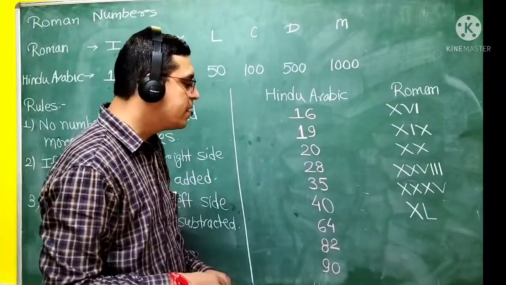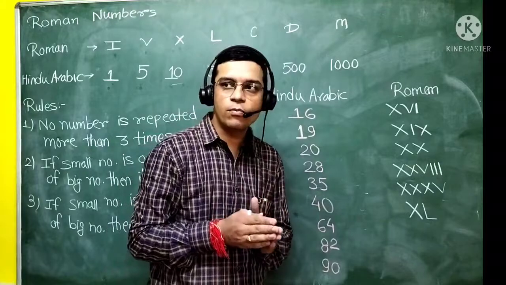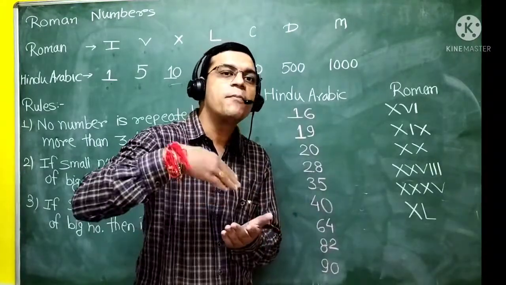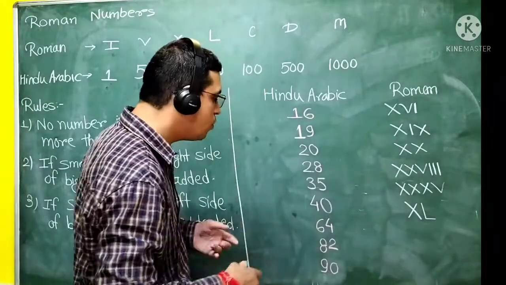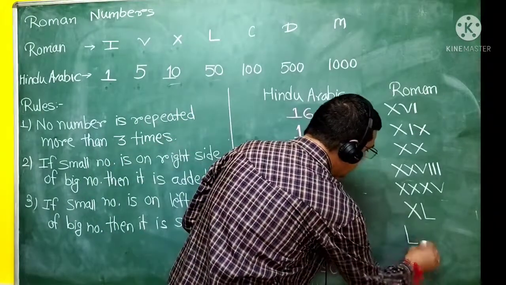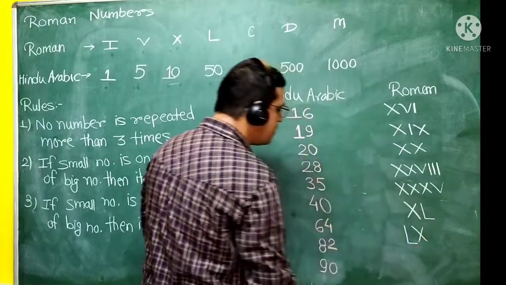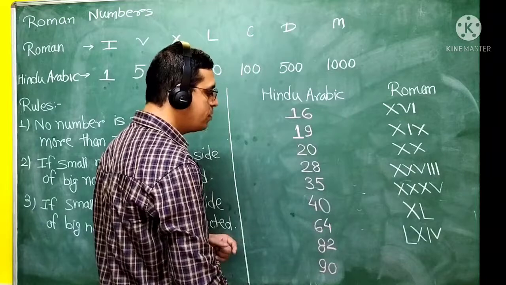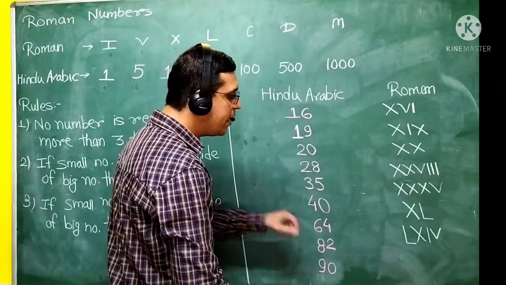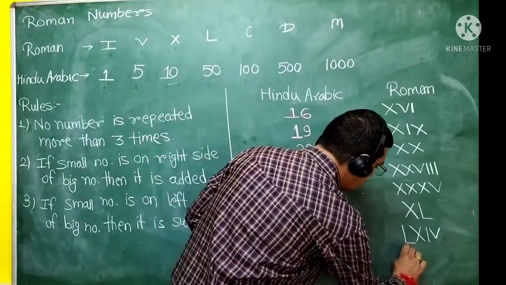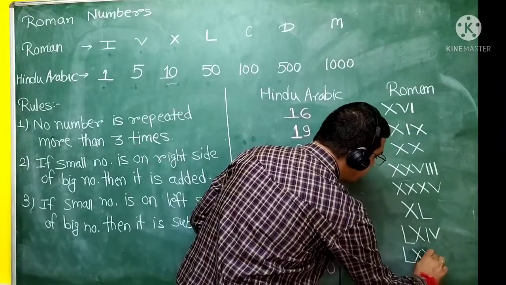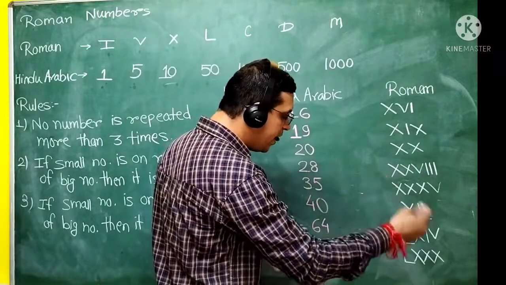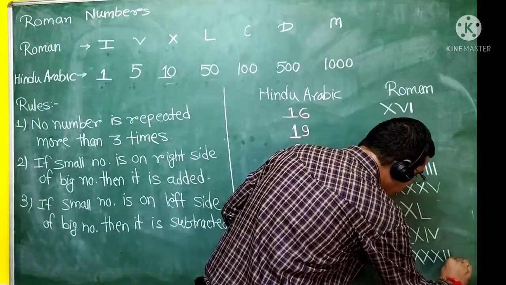Okay. Next, 64. 60. How am I going to write 60? 50 plus 10. So this is my 50 plus 10, that is 60, and there is a 4 also. So 4. That is 64. Next, 82. 50, 60, 70, 80. I can repeat 3 times, no problem. 80 and then there is a 2. So it is 2.